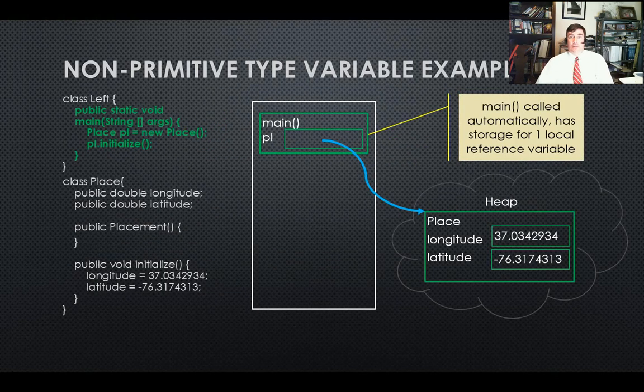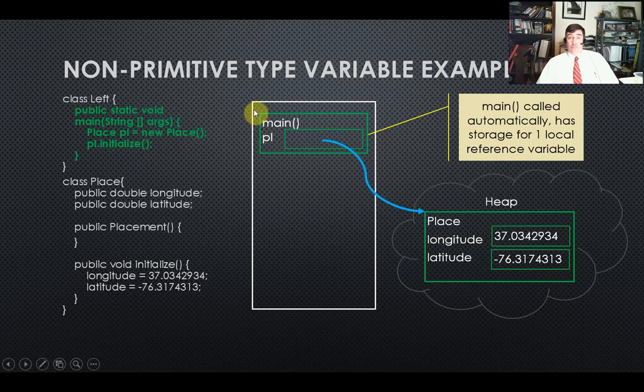So let's look at another example. This is our class Left. Left has a single method named main, which is a method that returns void, is static, and public. It has one argument, args, which is an array of String, just like before. It also now has an object reference variable, pl. pl is of type Place. Place is a new class, which I've declared right down here. And we're initializing it with the operator new Place.